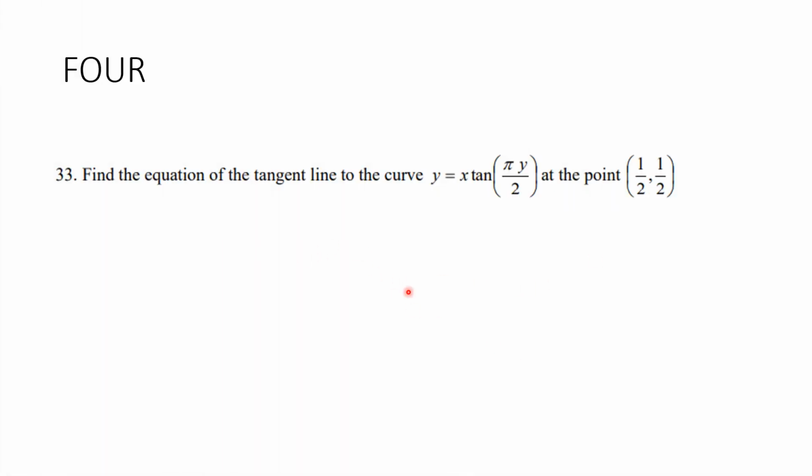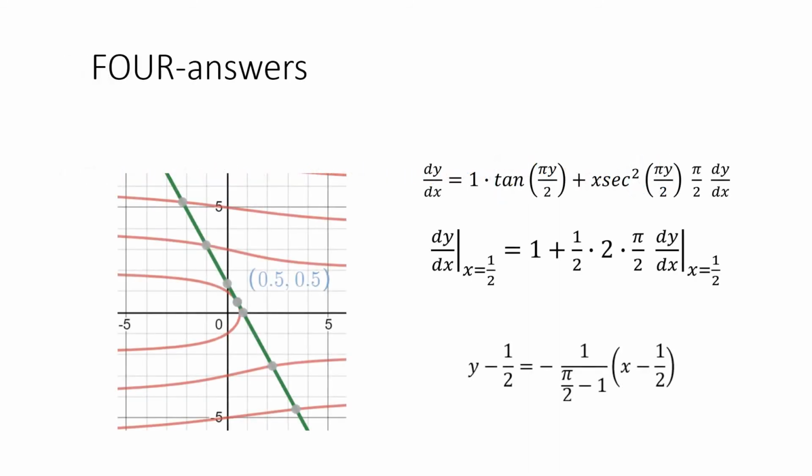Problem number 4 asks you to find the equation of the tangent line to this curve at this point. Well, this is a wild and crazy plane curve that you see over here in the red, and being that wild and crazy, you can't really solve for y. So what you have to do is do implicit differentiation.